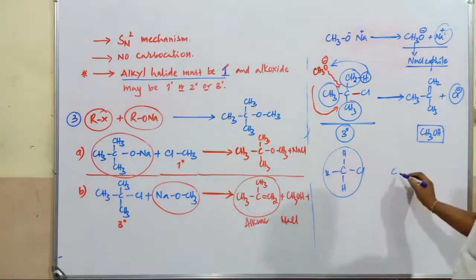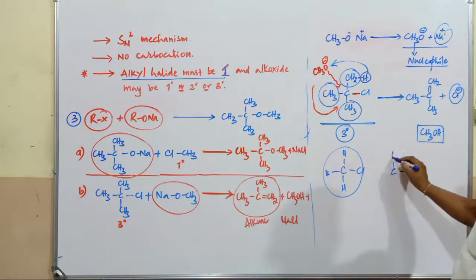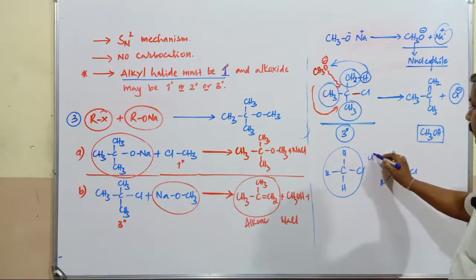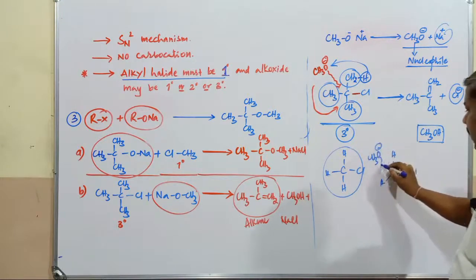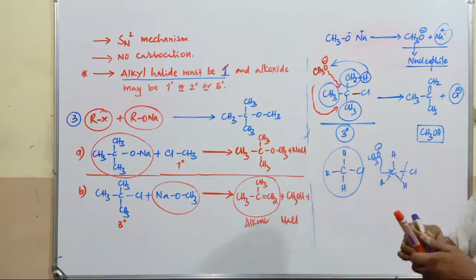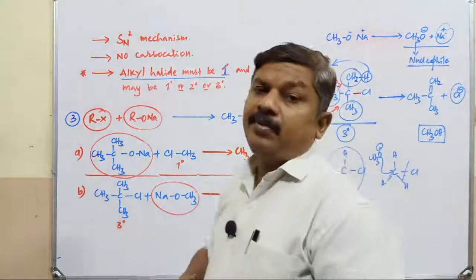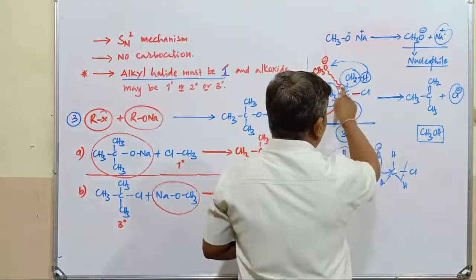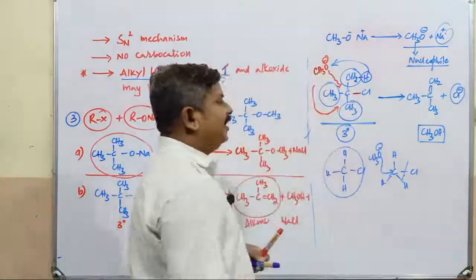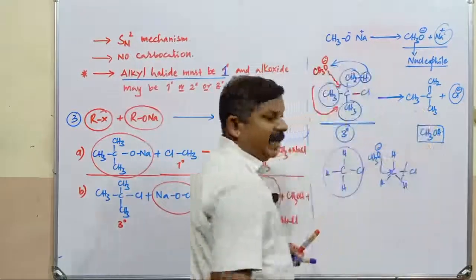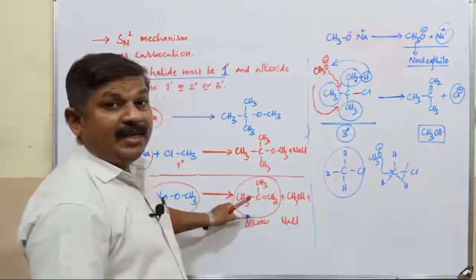Methyl chloride. This is carbon, it is chlorine, this is hydrogen, this is hydrogen, this is hydrogen. The attack of CH3O minus easily takes place from this side. As a result, this bond gets cleaved. Formation of the particular ether compound takes place. But here, because of the presence of bulkier groups, the attack of the nucleophile is not possible. Hence, the product is going to be an alkene compound but not an ether compound.